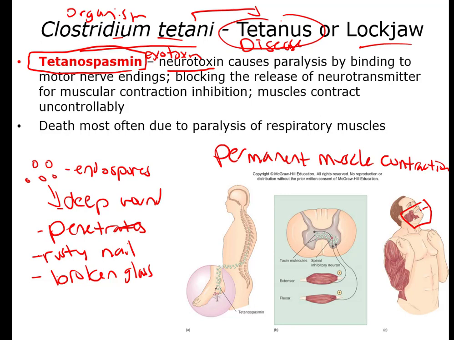Now, the most dangerous part about this is a person, when their muscles are contracted, they can't breathe. They can't relax those respiratory muscles, and they become paralyzed. And that's often what causes death, is the respiratory impairment.